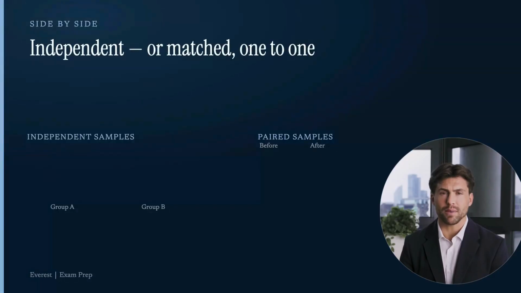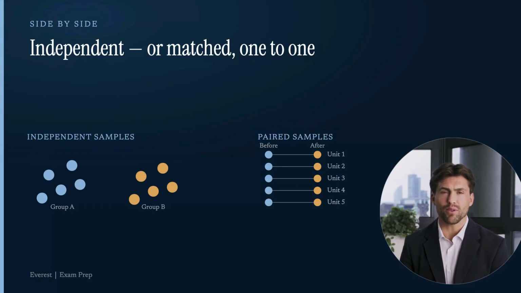Look at the two side by side. Independent samples are two separate clusters. Nothing links a point in one group to any particular point in the other. Paired samples are matched, 1 to 1. Every point on one side has exactly one partner on the other.